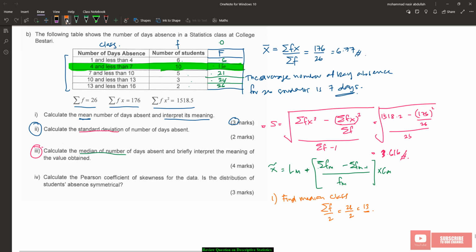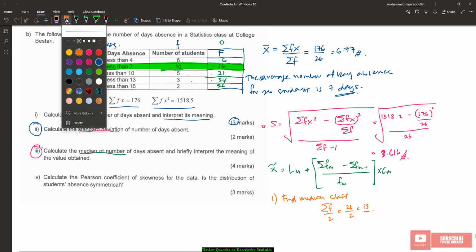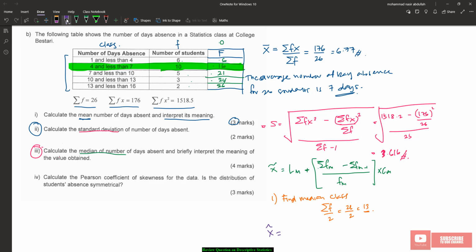So now, lower class boundary. So median is equal to lower class boundary of the median class, which is 4, because we can see the upper class limit for the first class is equal to the lower class limit of the second class. So this is equal to 4 plus summation of Fm, meaning the cumulative frequency of the median class, 16, minus the cumulative frequency before the median class, 6, divided by the frequency of the median class, which is 10, right? And multiply with the class size of the median class, 7 minus 4 is equal to 3.